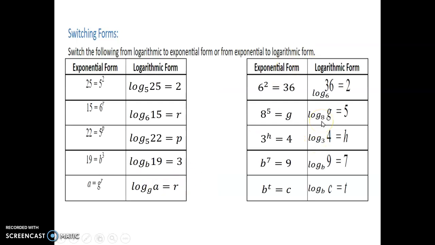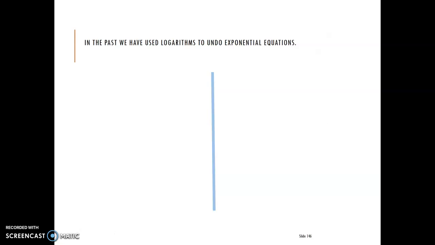Okay, so go ahead and make sure you check your answers. Hit pause. All right, in the past, we've used logarithms to undo exponents.